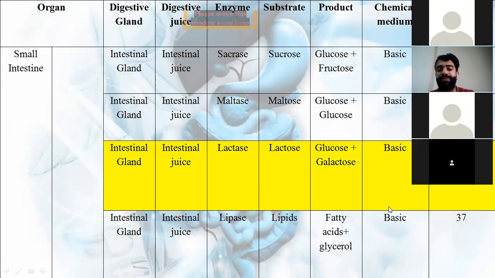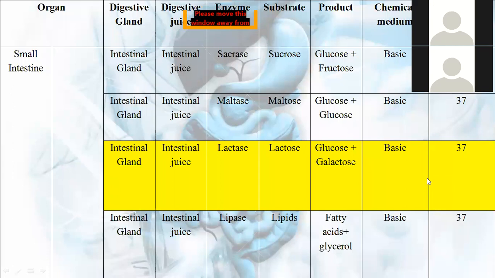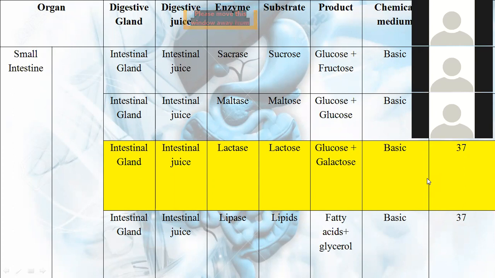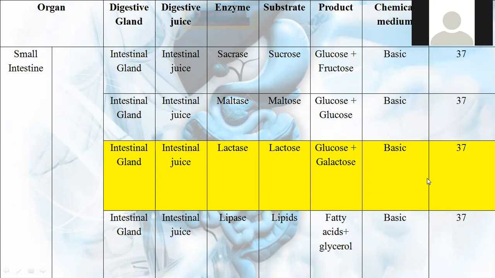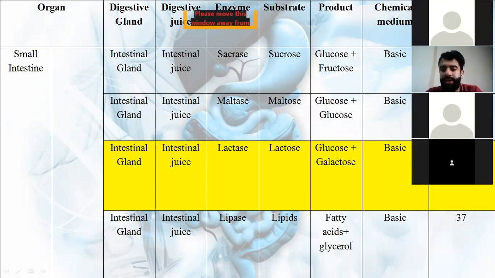The intestinal glands, in the intestinal juice, contain the lactase enzyme. It works on lactose. So lactose gives what? It gives glucose and galactose. So first, I'm going to ask Sarah Isa. Where do we find the lactose? Where can we find this sugar? Lactose. It's found where?